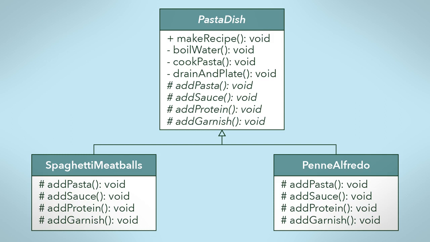However, some steps are special to the dish, like adding the sauce, so add sauce is an abstract method of pasta dish. It will be up to a subclass of pasta dish to provide the add sauce method body to add the right sauce. Spaghetti meatballs and penne Alfredo are subclasses of the pasta dish class. They must provide their own versions of add pasta, add sauce, add protein, and add garnish.